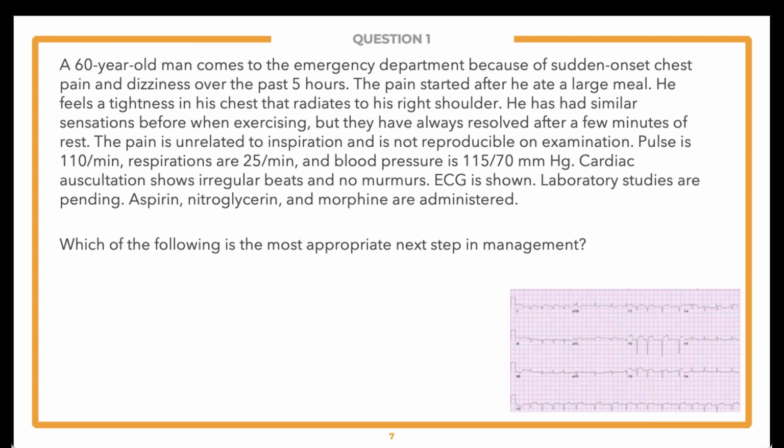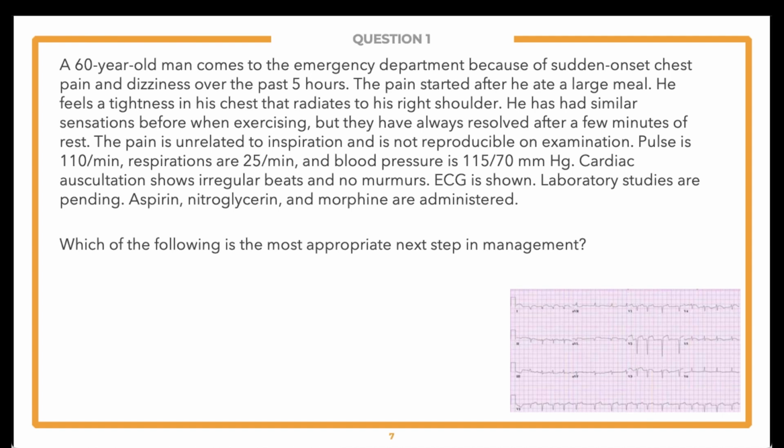He's had similar sensations before when exercising, but they've always resolved after a few minutes of rest. The pain is unrelated to inspiration and is not reproducible on examination. Pulse is 110, respirations are 25, and blood pressure is 115/70. Cardiac auscultation shows irregular beats and no murmurs. The ECG is shown. Lab studies are pending.